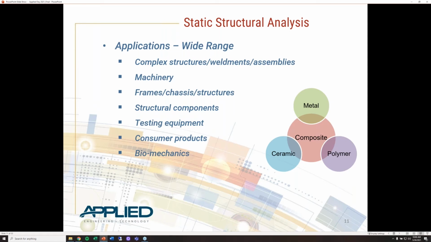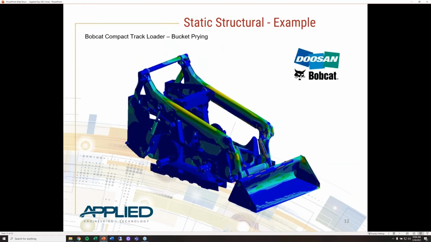We do have a couple of examples of previous projects the Applied team has worked on. The first is a Doosan Bobcat compact track loader, and this is a bucket prying load case. We can see the complexity that goes into this kind of analysis. We've got several sub-assemblies and weldments, the carriage, the frame, the lift arm, and the bucket that all come together to form this machine. We even have hydraulics, so we've got lots of degrees of freedom here.